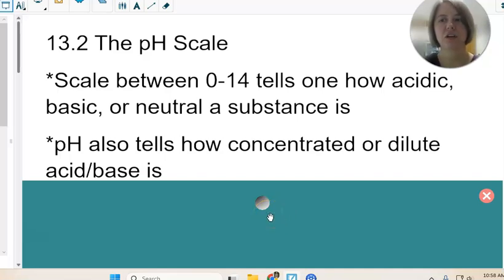For instance, you could have hydrochloric acid, and if you had a 3 molar concentration of hydrochloric acid and a, let's see, 0.1 molar concentration of hydrochloric acid, they would be different pHs because one of them is stronger, so it has more hydrogen ions in it.